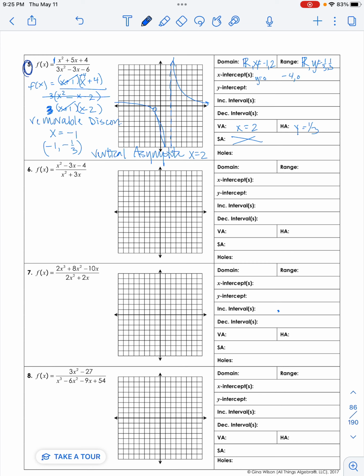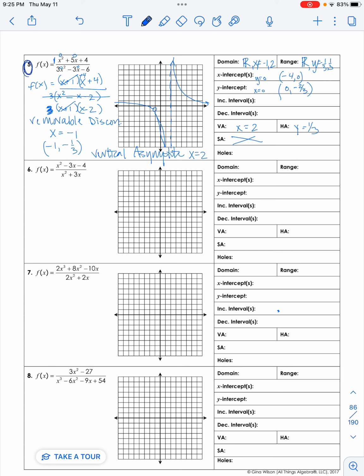-4, comma 0. Okay. The y-intercept is where x equals 0. So if I plug 0 in for x, I get 4 over -6. I get -2/3. So the y-intercept is at 0, comma -2/3.